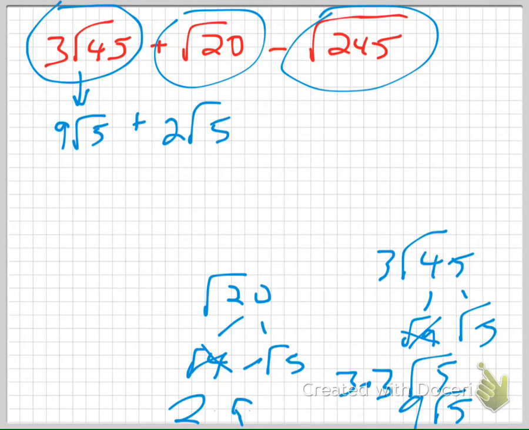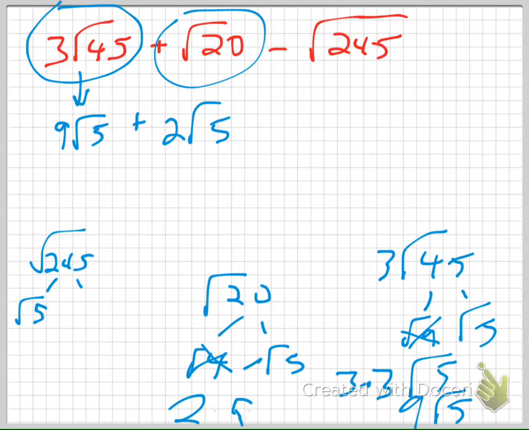Could you guys do 245 for me? Yeah, you could. Let's do it over here. 245 is, do you know what it is? 5 and what? And what is it? 49, square root of 49. Oh, we love square root of 49, don't we? Yeah, that becomes 7 times the square root of 5. Oh, minus 7 times the square root of 5.